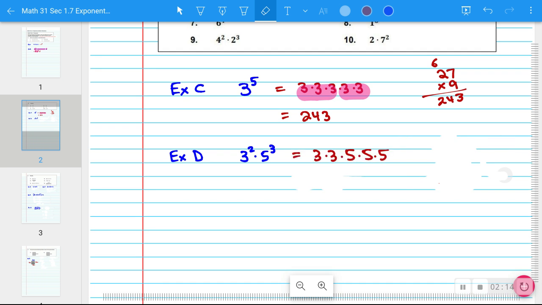Okay, there's two bases on this one. We have a base of 3 that's repeated times itself twice, and then a 5 to the third power. So let me show you how I'm going to break this up here. I'm going to call this first part 9, and then if you take 5 times 5, 25 times another 5, you get 125. So in the end, we're multiplying 9 times 125, which is 1,125.